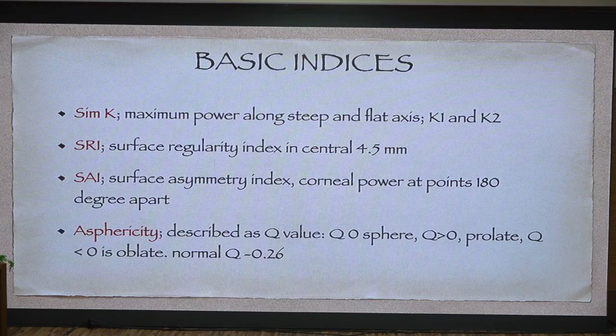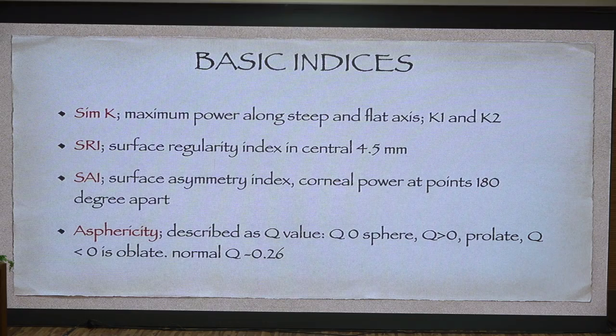Then once you are going through the graphs, certain indices will come. So it is important to understand these indices also. Like there is SIMK, which tells us about the axial power of the cornea, the K1 and K2. Then there is SRI, surface regularity index, which measures any irregularity in the center of the cornea using a 4.5 millimeter area. So any irregularities or asymmetry in the cornea can be picked up by looking at the SRI.